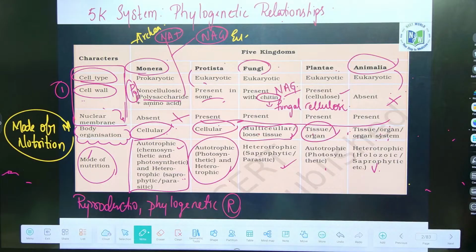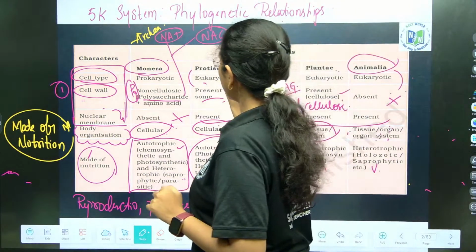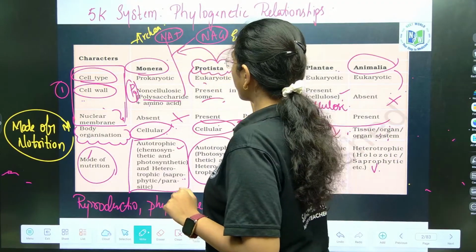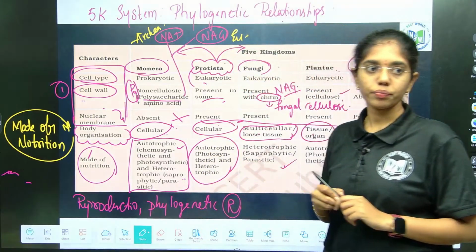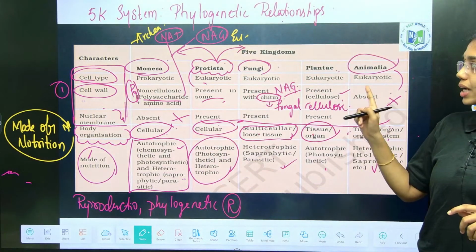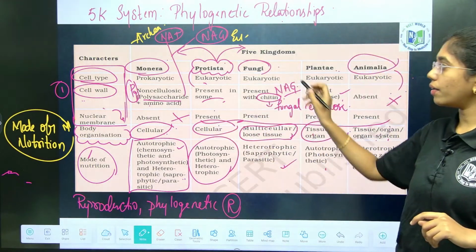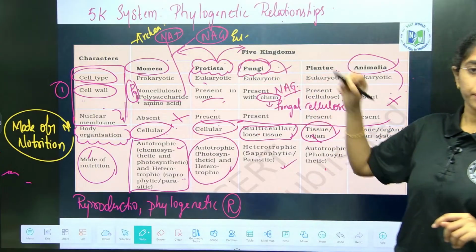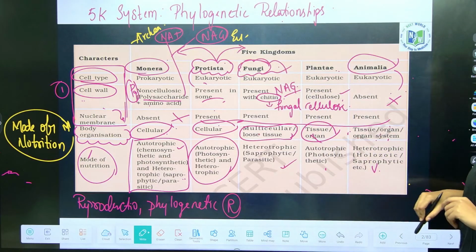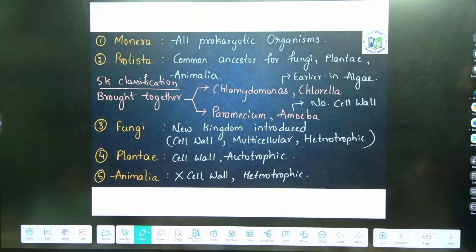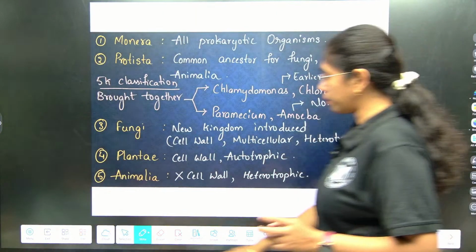Which is the kingdom that is the connecting link between prokaryotes and eukaryotes? Very good, our friend. It is Protista. Okay. Protista is the connecting link between prokaryotes and eukaryotes. Which is the connecting link between cellular level of organization and organ level of organization? Fungi. Okay. This you have to remember. That's all. All the possible questions from the 5 kingdom will be that.